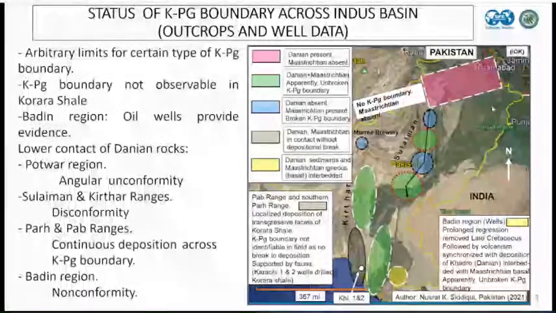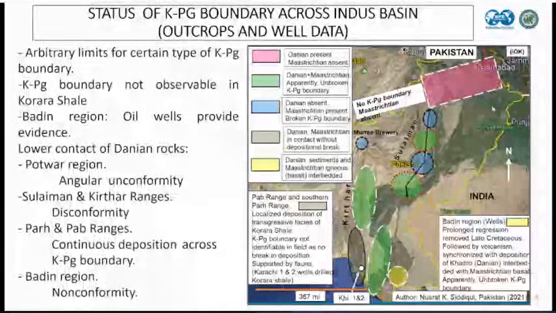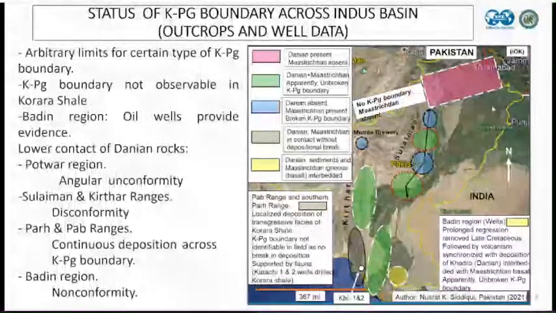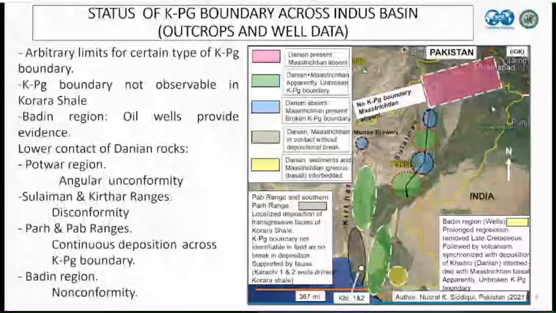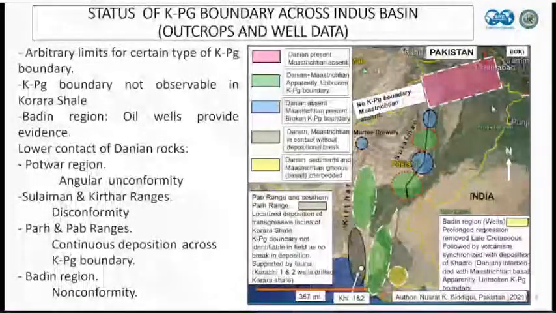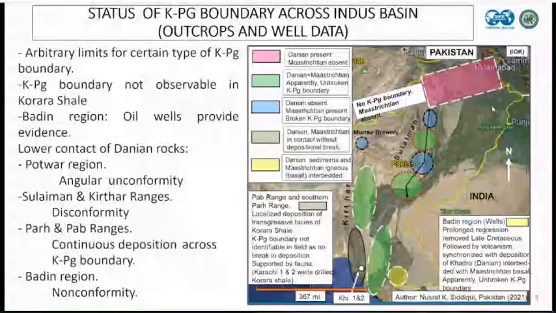Maastrichtian to Danian transgressive facies of Korara shale represent unbroken KPG boundary within, which is evidenced by a faunal composition of global framework, a rare occurrence.